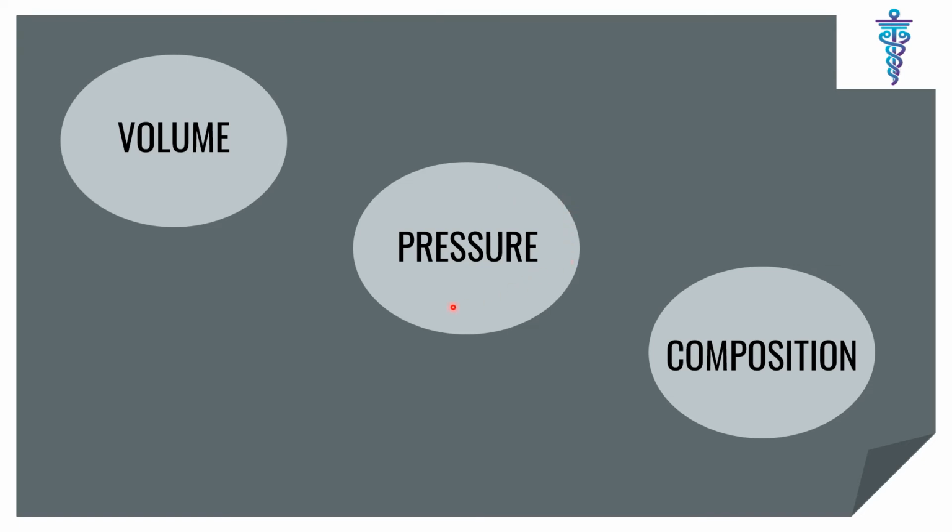So the safe withdrawal will be 5 to 10 ml. But if it is increased ICP, you can't do the lumbar puncture. Lumbar puncture is contraindicated in increased ICP due to risk of brain stem herniation.